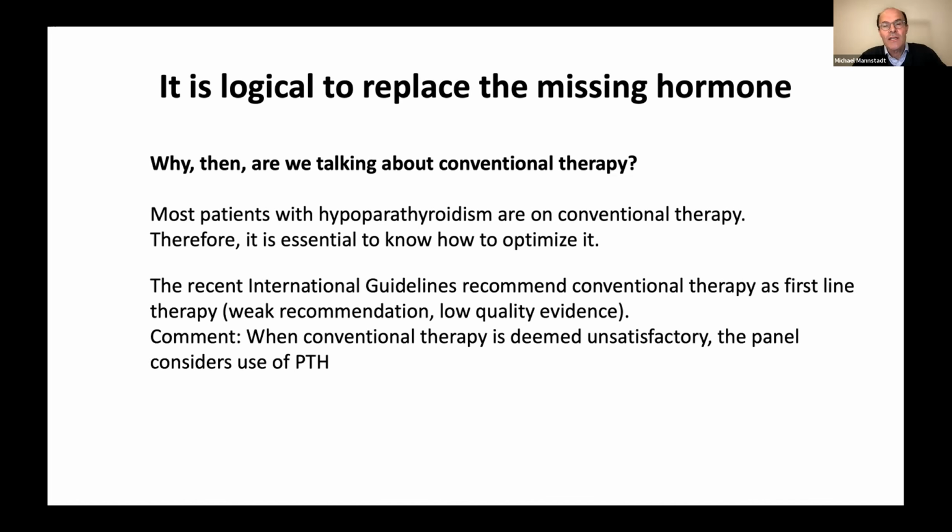And in addition, the recent international guidelines that are being published, and some have been published already, do recommend conventional therapy as first-line therapy. However, there's a lot to say about this. So these are weak recommendations and based on low quality evidence. In other words, we really don't have any strong evidence one way or another. So don't take this as, oh, people recommend not to take PTH. And then the comment in the guidelines is that when conventional therapy is deemed unsatisfactory, the panel that made these recommendations considers the use of PTH. All right.